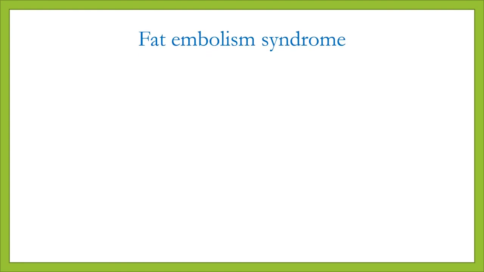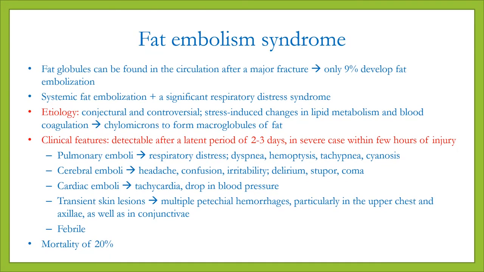Fat embolism syndrome. Fat globules can be found in the circulation after a major fracture. Only 9% develop fat embolization. Systemic fat embolization causes a significant respiratory distress syndrome. Etiology is conjectural and controversial: stress-induced changes in lipid metabolism and blood coagulation, causing chylomicrons to form microglobules of fat. Clinical features are detectable after a latent period of 2 to 3 days, or in severe cases within a few hours of injury.